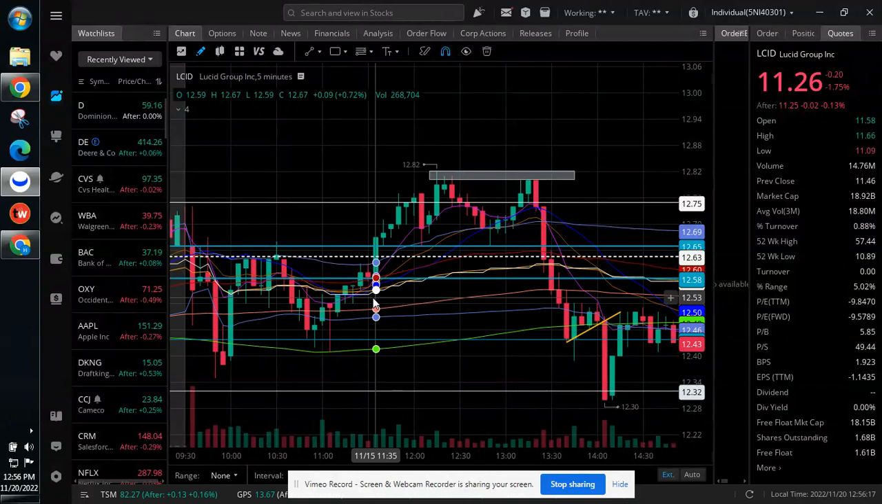But this is hindsight here. Now the perfect entry would have been right here on this red candle, right after this red candle closed. So the entry would have been on this candle, because you had your break of VWAP, you had your break of this pre-market level here on this candle. It broke it, then it retested that candle, and then this candle here, it bounced off. So this candle right here would have been the perfect entry.